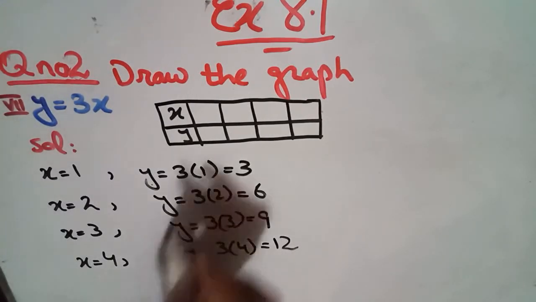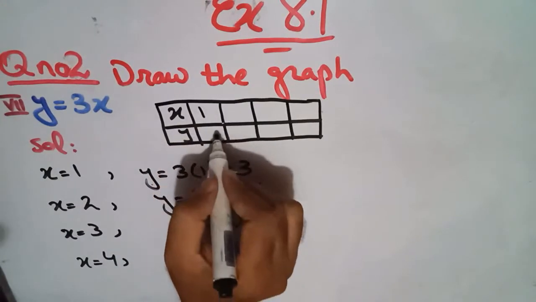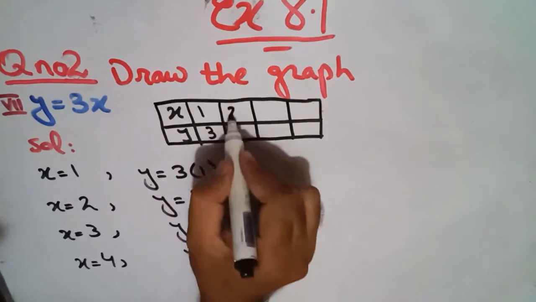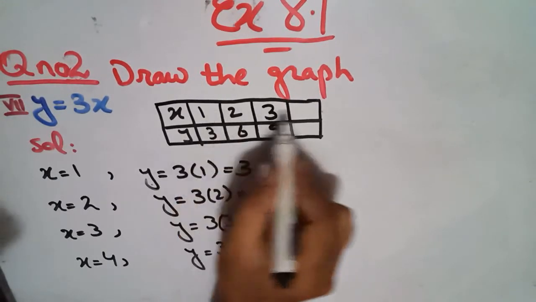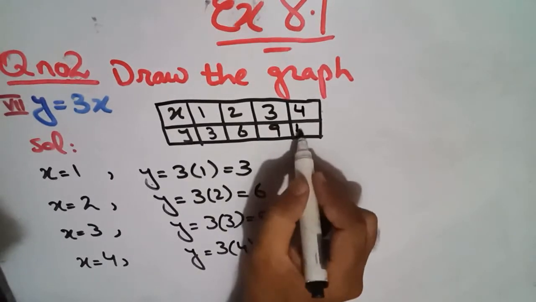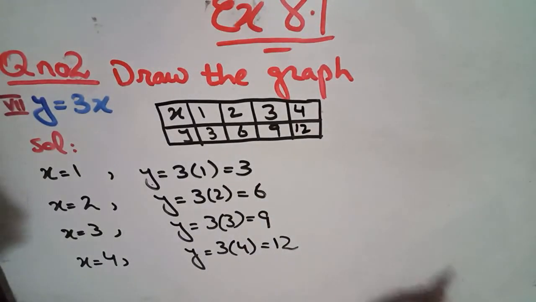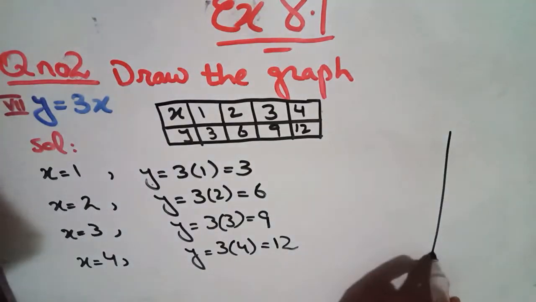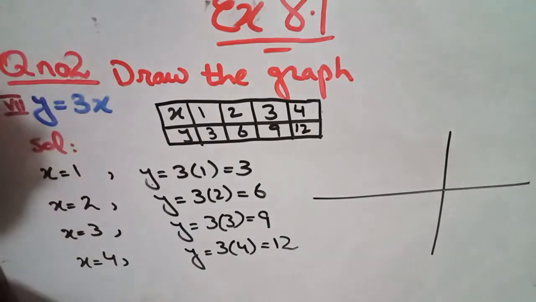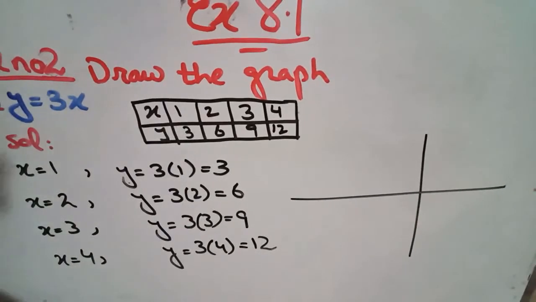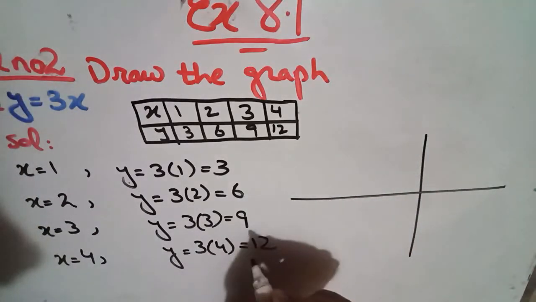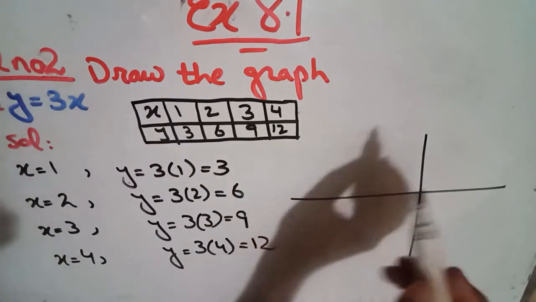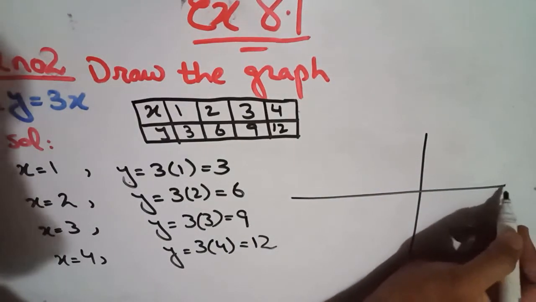You can put it here: when x is equal to 1, y is equal to 3. When x is equal to 2, y is equal to 6. When x is equal to 3, y is equal to 9. And when x is equal to 4, y is equal to 12. So you can just draw it on the graph. There you have the lines. Okay, you will draw it easily. The value of y is up to 12 and x is up to 4.